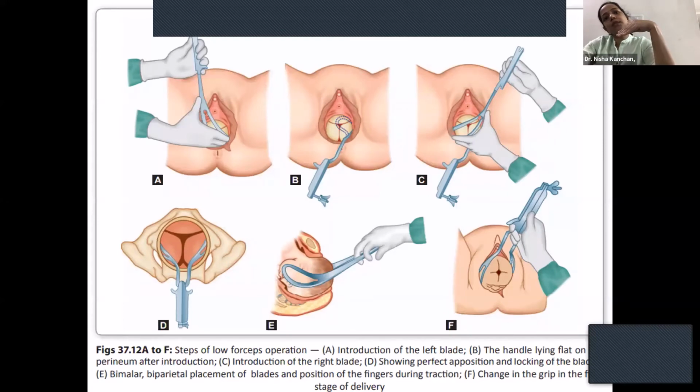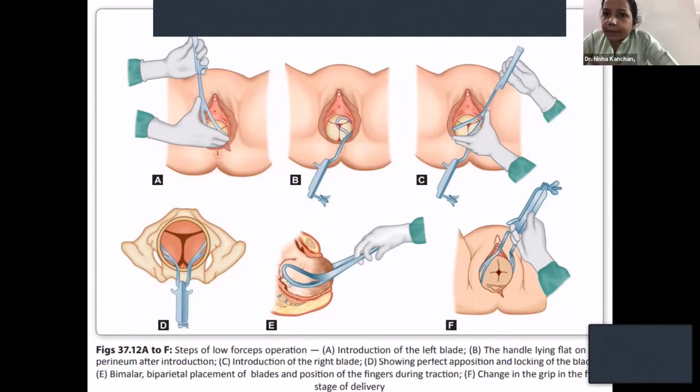Your thumb is on the heel of the blade, and that is the one which is guiding. So the maximum force applied is by the thumb of your right hand, not by the left hand. The left hand is just holding it steadily. The thumb is gently pushing the forceps blade. So it starts from upper and goes like this. So this is how you apply your forceps. Okay, so the thumb should be at the heel.